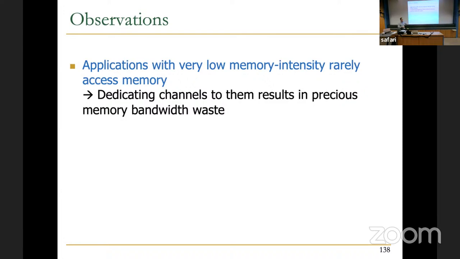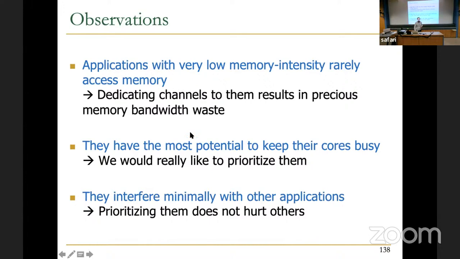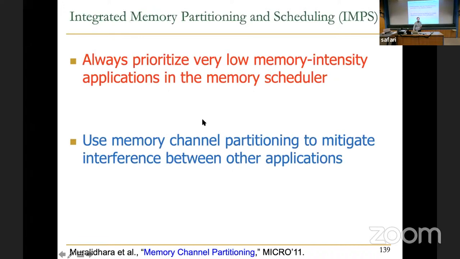The paper observes that these applications actually have the most potential to keep their cores busy. As we discussed, we would really like to prioritize these applications that once in a while access memory, and they interfere minimally with other applications. So the way the paper proposes to take advantage of this and fix the memory channel imbalance problem is to always prioritize very low memory intensity applications in the memory scheduler. Basically, don't do channel partitioning for them. If you identify a very low memory intensity application, always prioritize it in the memory scheduler. And for other applications, use memory channel partitioning.